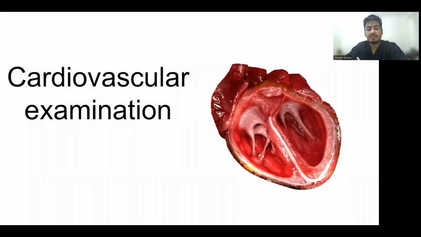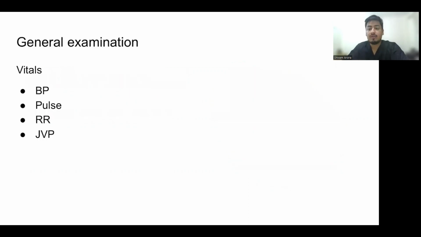Hey guys, so today we'll discuss how to do a cardiovascular system examination. First of all, we'll do a general examination. In cardiovascular examination, general examination differs somewhat. So while taking BP, we have to take BP in all four limbs, as in some diseases the BP in upper limb and lower limb differs. Like in aortic regurgitation, BP in lower limb is more than upper limbs.